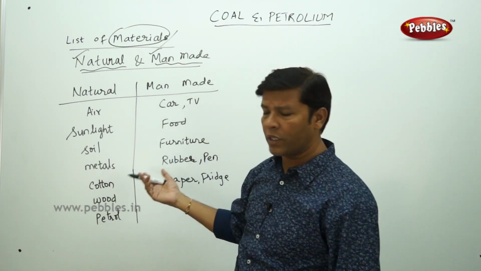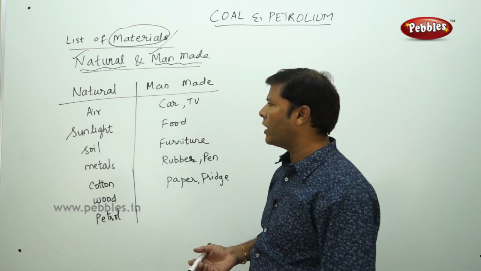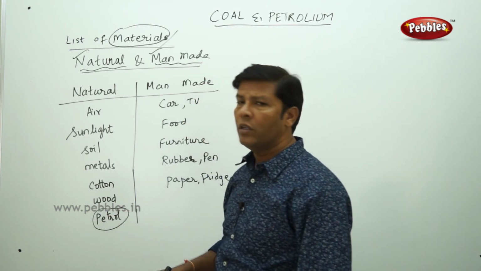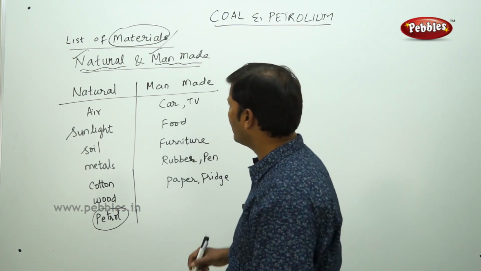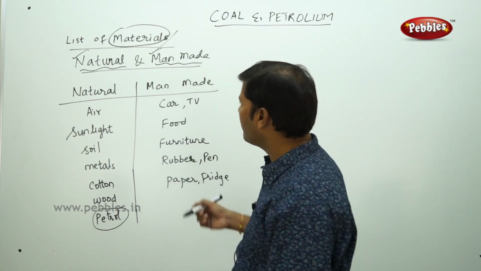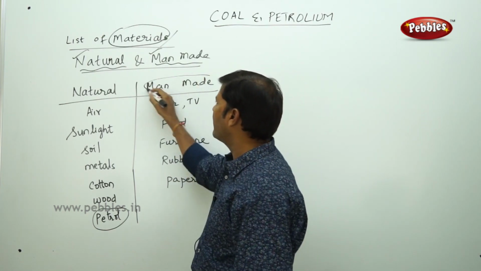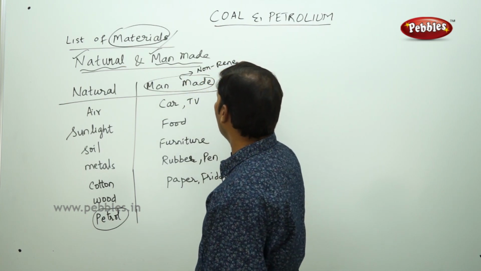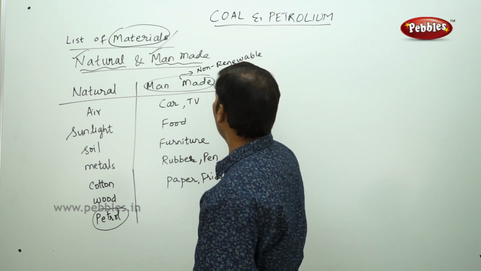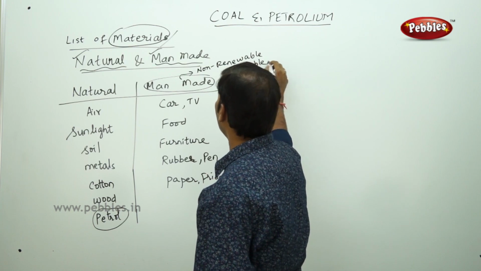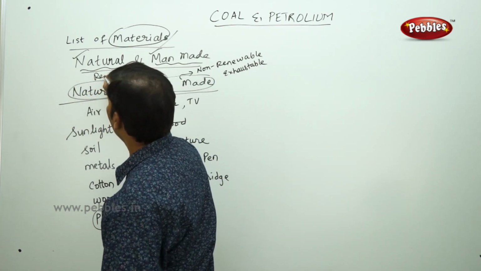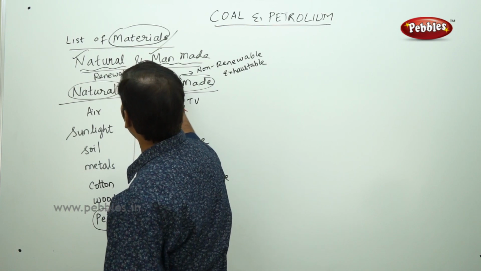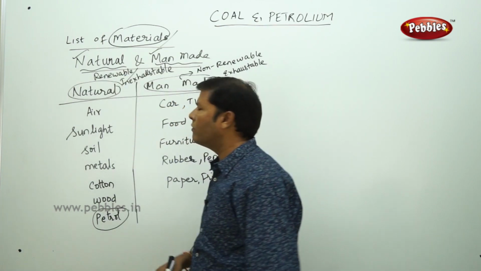If you go for cotton, wood, petrol, all these are natural sources of energy. Of course, petrol is an exception. Petrol we cannot take in terms of natural source of energy, but if you go for non-renewable mode, the man-made is non-renewable. Exactly what I mean to say is that man-made is non-renewable, exhaustible source of energy. So natural is renewable and inexhaustible source of energy.